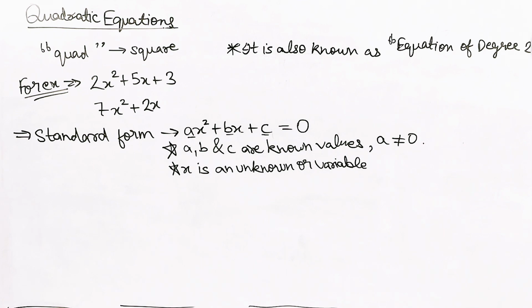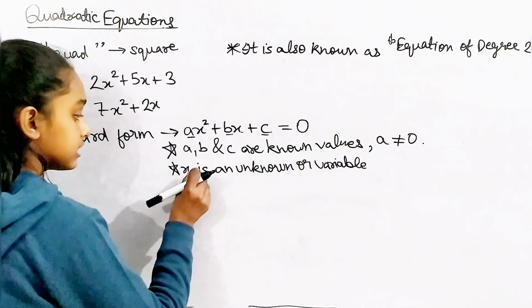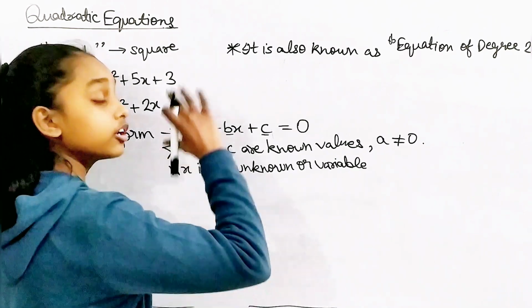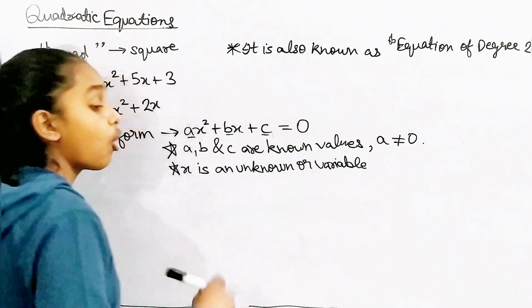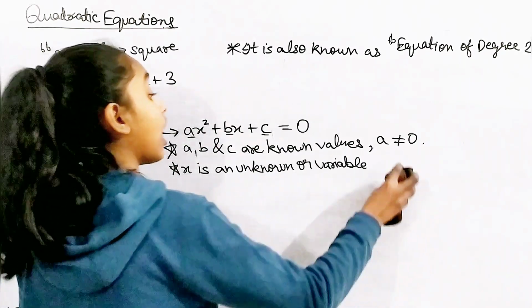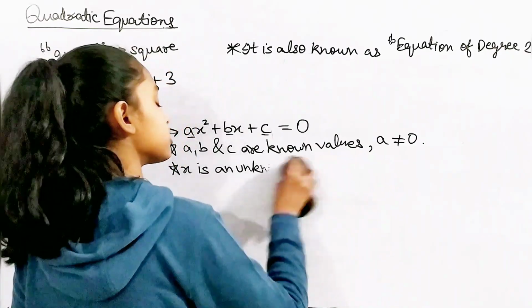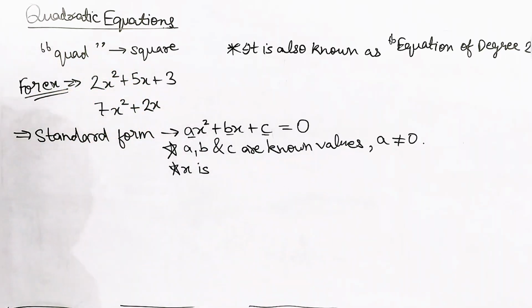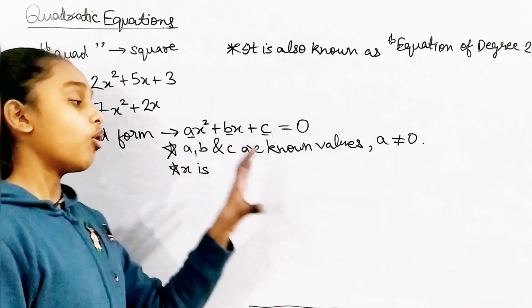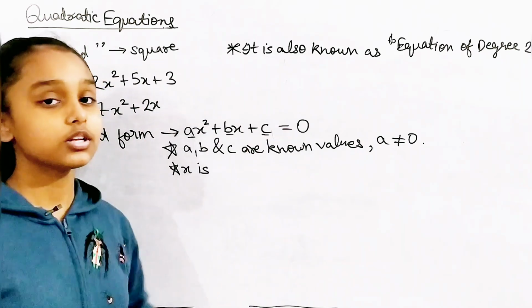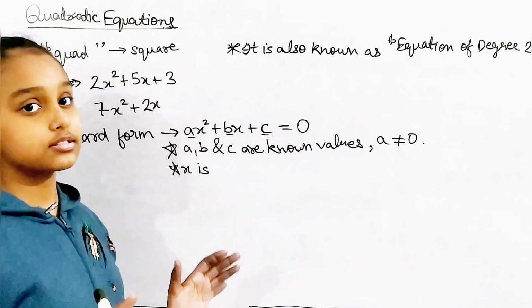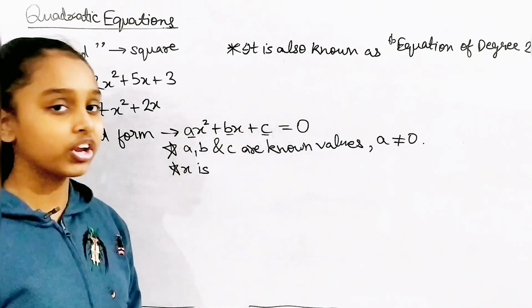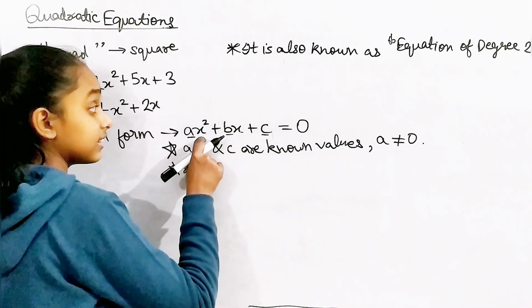Either I can say that this x is an unknown thing, or it's just a variable, or I can say that this is an unknown variable. Do you get it? What's the difference between them? The unknown or variable, or the unknown variable. Unknown is just something we don't know about, and a variable is of course going to be a variable.